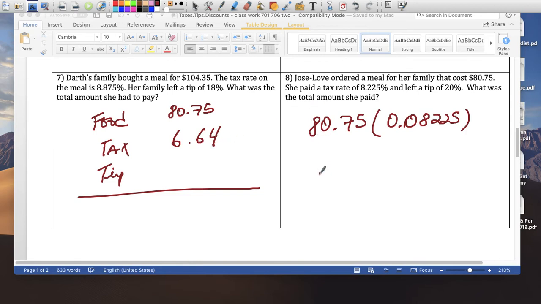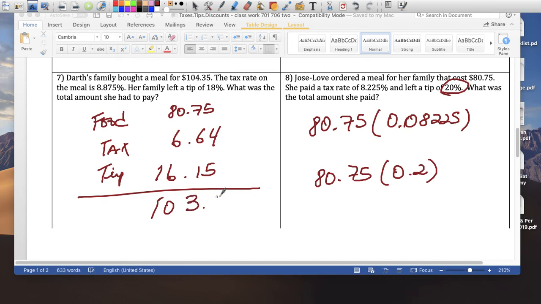Our tip, again, is going to be based on this. So we're going to use the food value, food and drinks, $80.75, and our tip is going to be what? 20%. So we multiply that by 0.2. And 80.75 times 0.2 is going to give us our tip, $16.15. We can add that to the tax plus 80.75, which was the food, and the grand total that we're going to have to pay is this much.